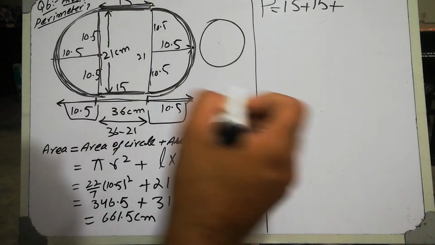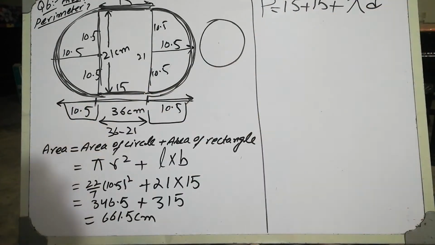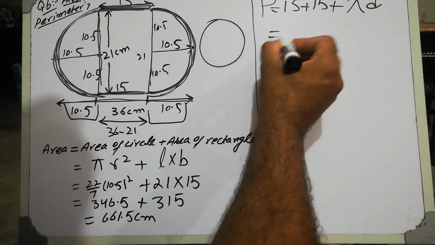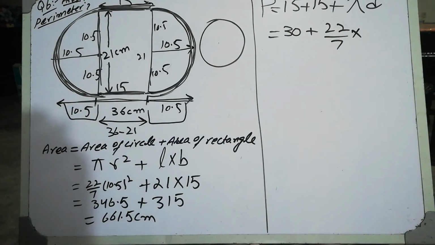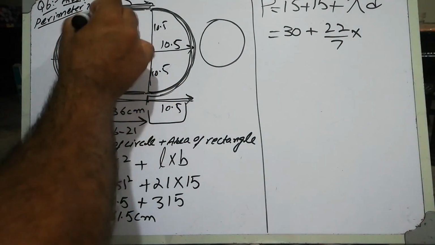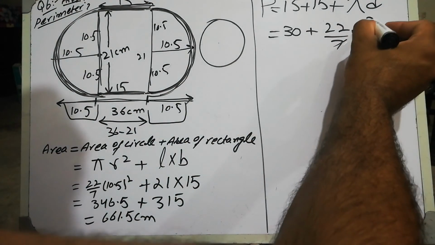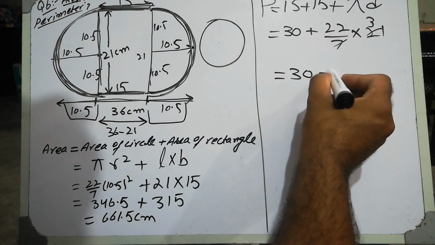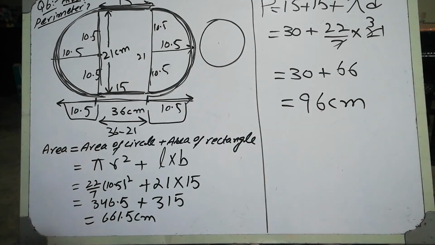So the circumference of a circle is 2 pi r or pi d. So we know the diameter: 15 plus 15, 30, and 22 by 7 multiplied by the diameter, which is 21. Here we can use the diameter. So after calculating we get 30 plus 66, that is equal to 96 centimeter. So this becomes the perimeter.